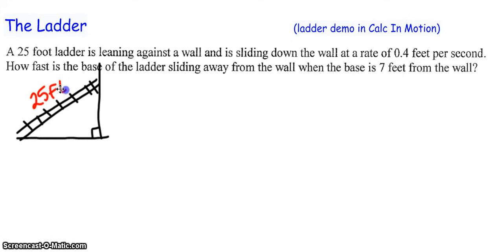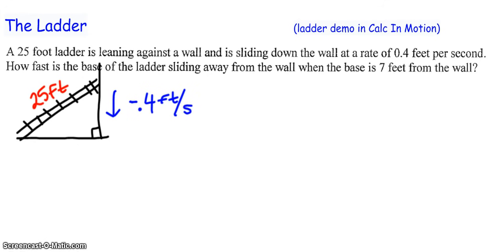And this is a very bad ladder because it's sliding down the wall. Maybe the wall's slippery. Doesn't seem safe. It's sliding down the wall at a rate of 0.4 feet per second. So sliding down, so it's getting smaller. So negative 0.4. I get it. Okay, so that's a rate of some kind. We'll come back to that.